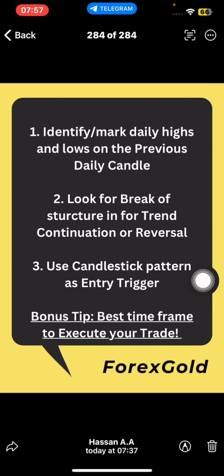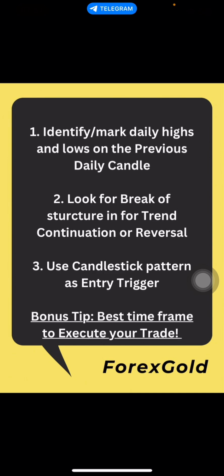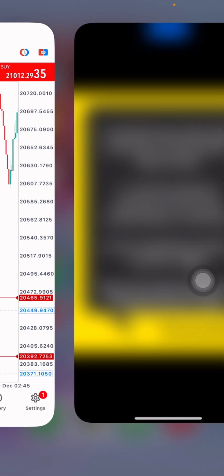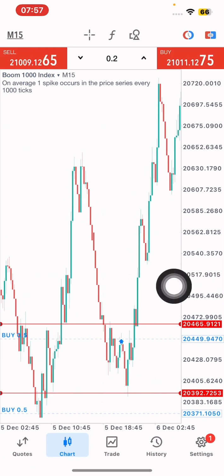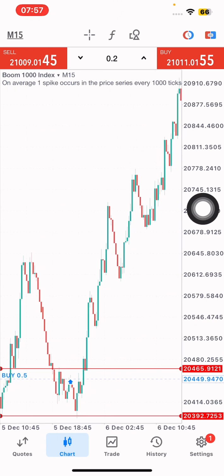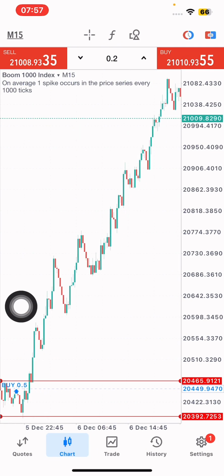The entry trigger I always use as my final confirmation in order to take my trade is candlestick pattern. Possibly in my other video, I'm going to talk about how to use candlestick and get a very, very good entry. So like me, I've gotten a good entry here. You can see this is a bullish engulfing, this candle is a bullish engulfing that pushed this market up higher, and we're able to take our trade and make a very, very good profit.